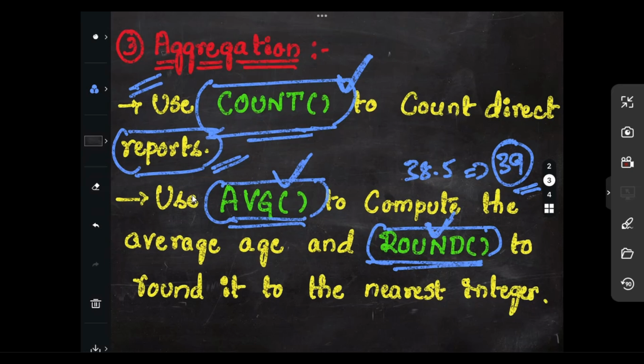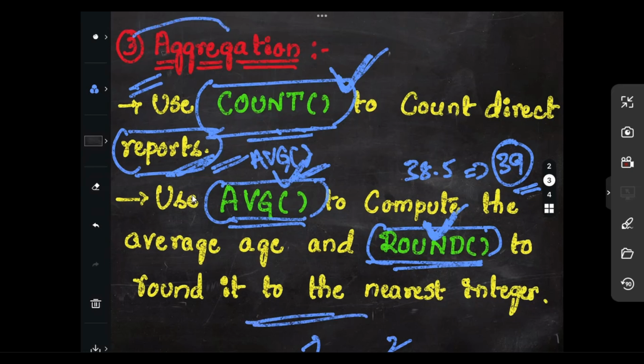We have used it several times. If you have followed the previous tutorials, you will know we have used this several times, to round off to two decimal places or to round off to the integer. So we will be making use of the count keyword here to count the direct reports. We will be making use of the avg function here, to compute the average age and round it to the nearest integer. I hope this is clear.